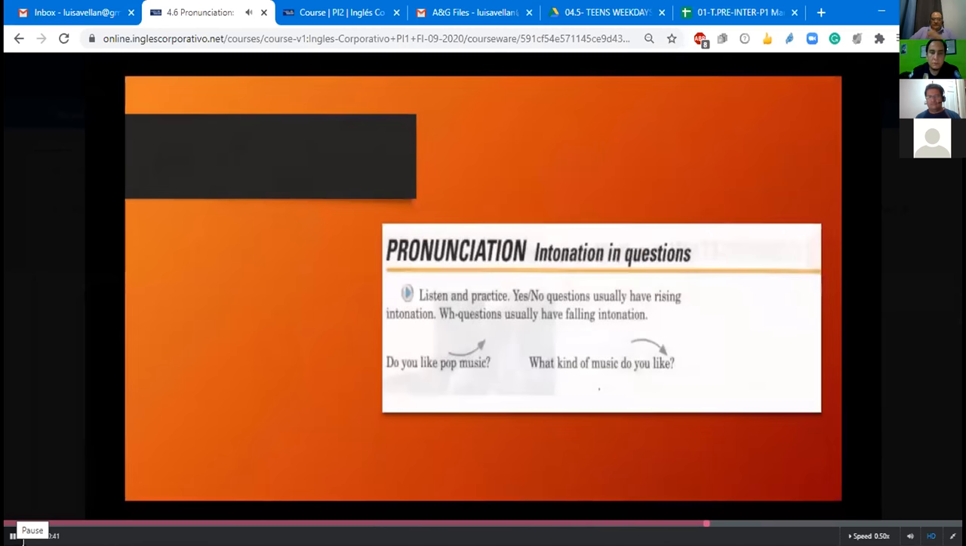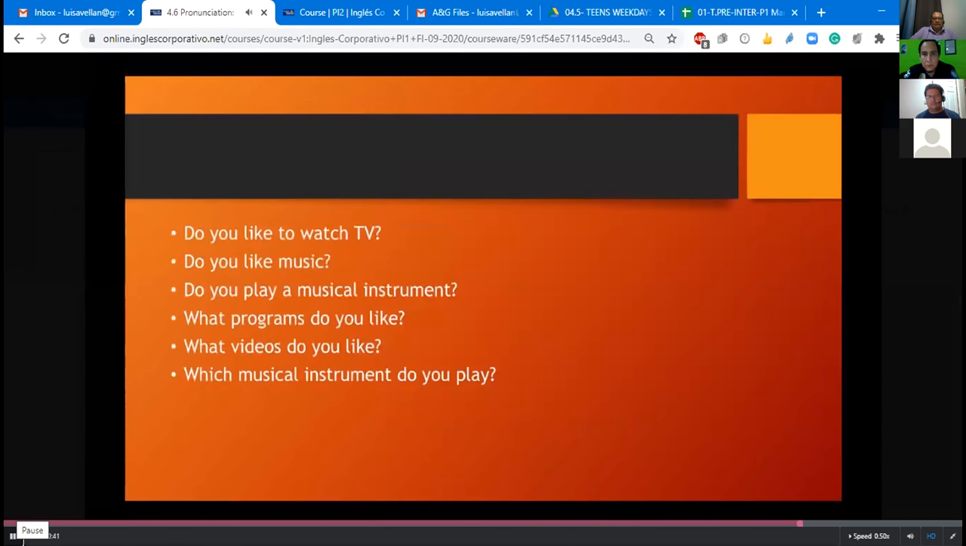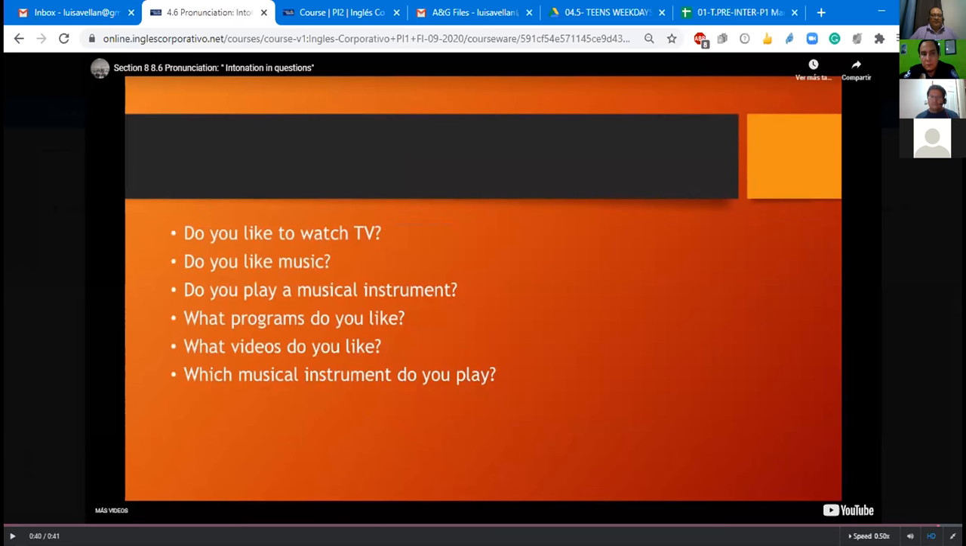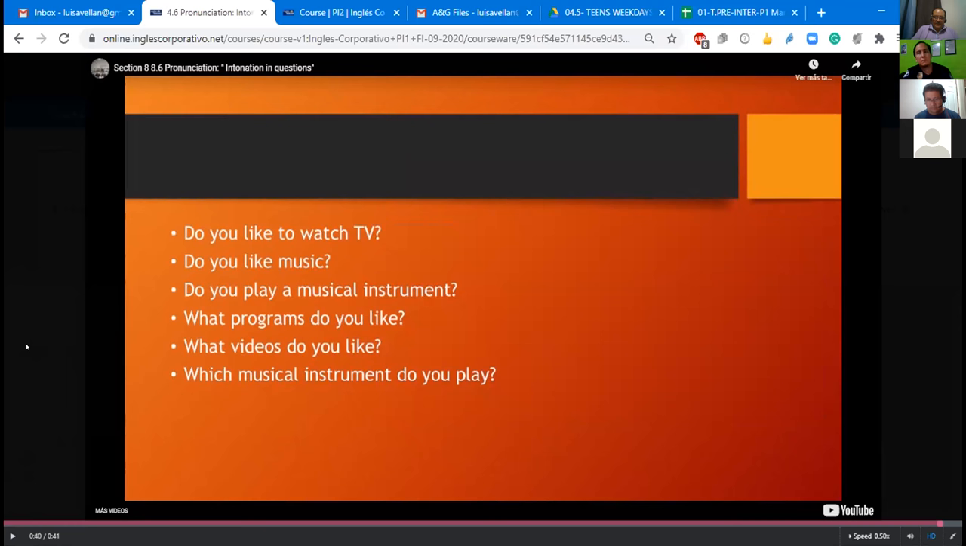Okay. So now that you have listened and paid attention, what I want you to do is to record your voice asking these questions. Try to do your best. Remember, rising and falling intonation is... Okay, I will send you this image to the group so that we can practice the intonation. The answers. Okay, here. There you have it in your cell phone.